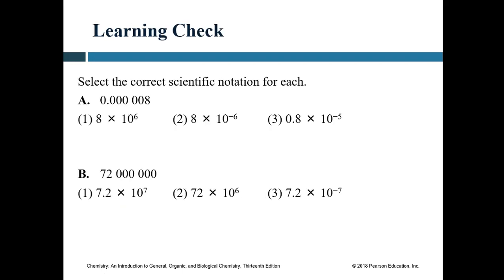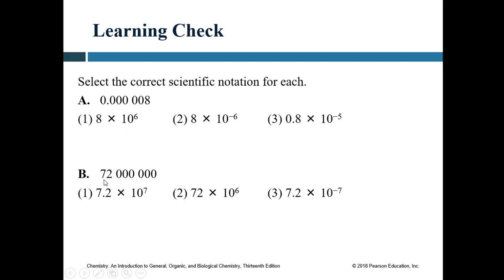Okay, select the correct scientific notation for each. Well, let's look and see here. Okay, so we're going to have an 8. So let's move it over. 1, 2, 3, 4, 5, 6. So it is 8 times 10 to the -6. The reason why it's -6 is because this is a small number. So we have to designate that. It's a tiny number, less than 1.